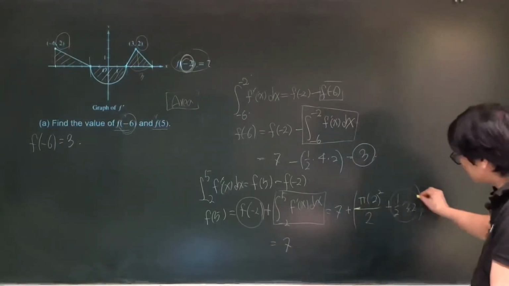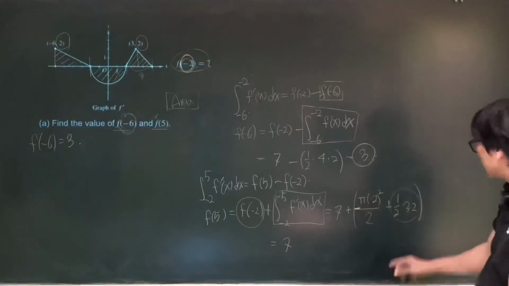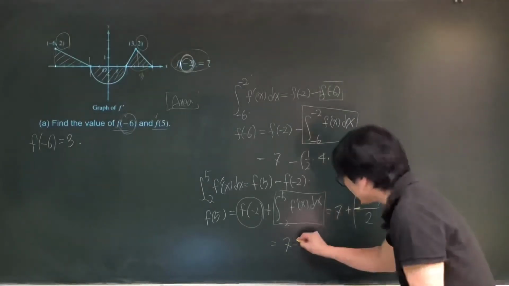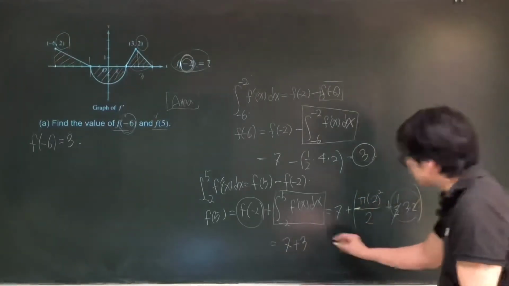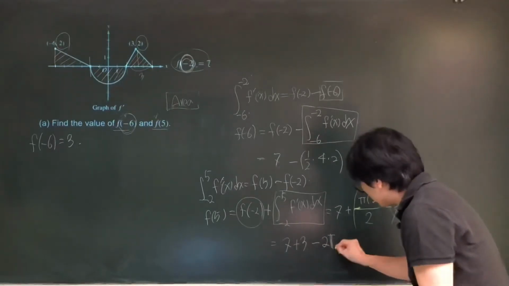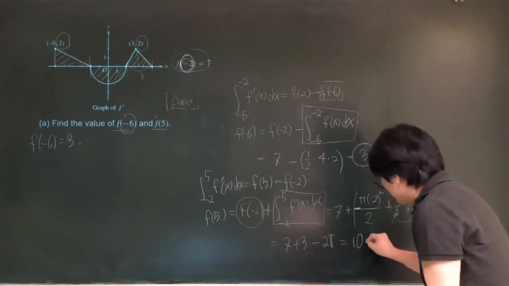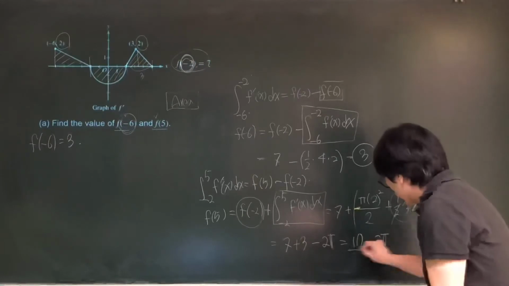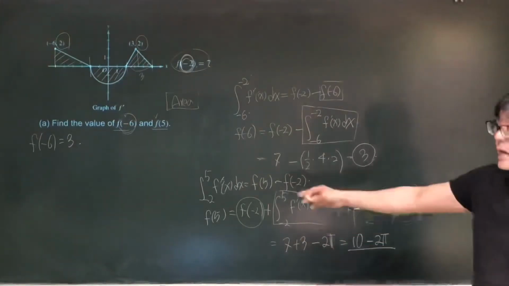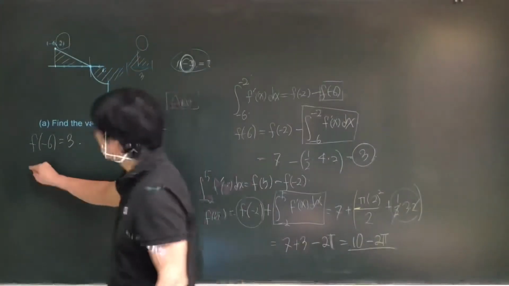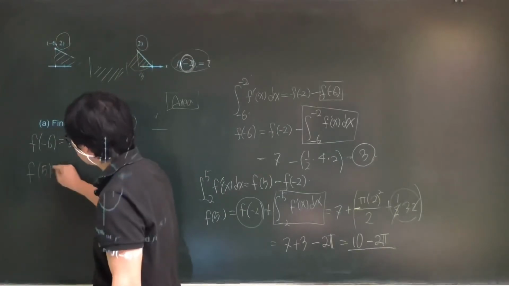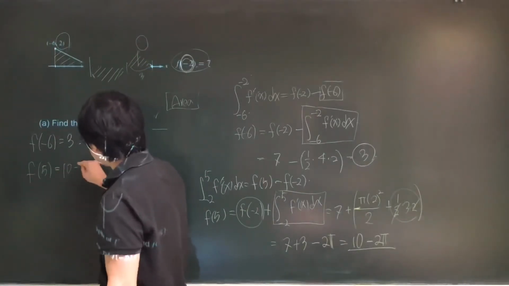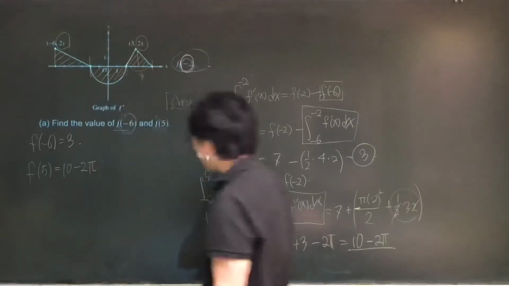What is this? I'm going to write down this one first because it's negative. It's just a 3 plus the 3, and this one will be a negative 2 pi. So the answer must be 10 minus 2 pi. This is the value of f of 5. So we just found another point, f of 5 is 10 minus 2 pi.